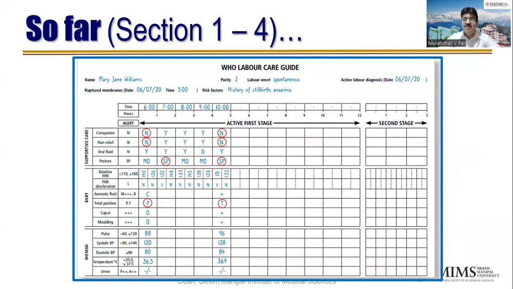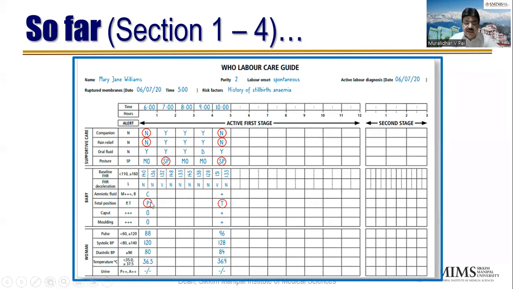Now, so far, let us summarize what we have checked. We have done the identification, then we have gone for the supportive care. At the end of 4 hours, can you see the supportive care? The companion went off, maybe he was there for these 3 hours, but then he went off. Pain relief, she had taken earlier, now she has not taken. Oral fluids, she declined at 9 o'clock, but she took all other times. And she has gone back to supine position, which is not good. That's why you alert. That is the beauty of the labor care guide or a Partograph. At a glance, you can make out when you circle red, these are the alerts for you, and you have to immediately take action. An intern or a PG or anybody should be able to do this, even the nurse.